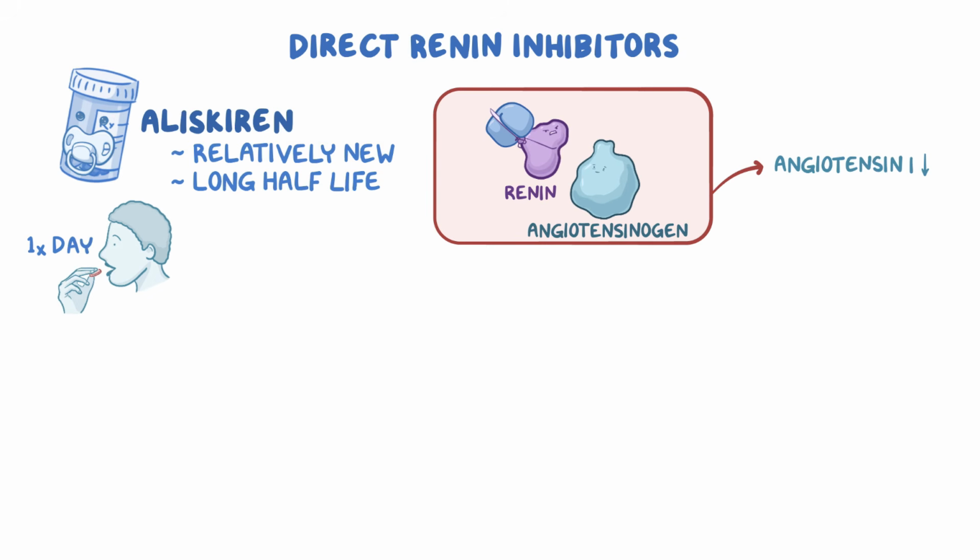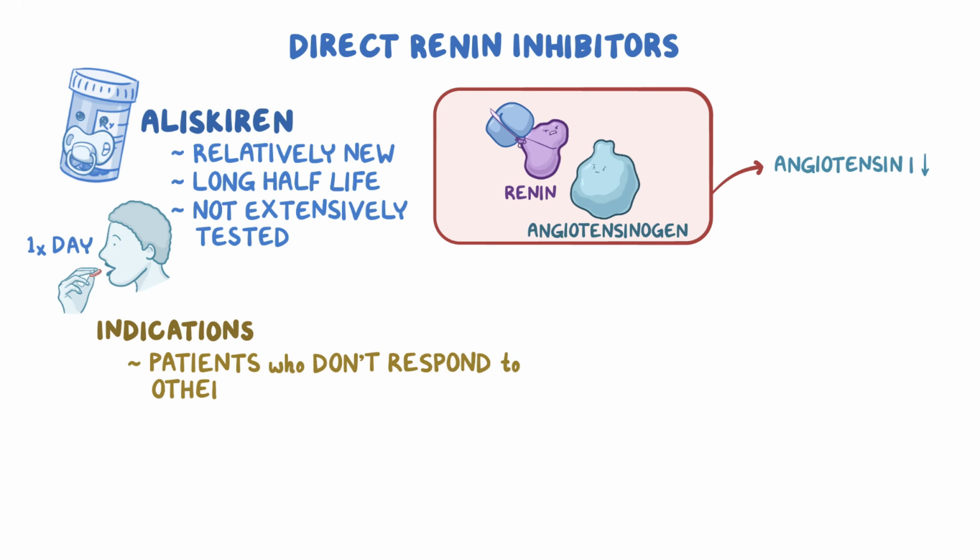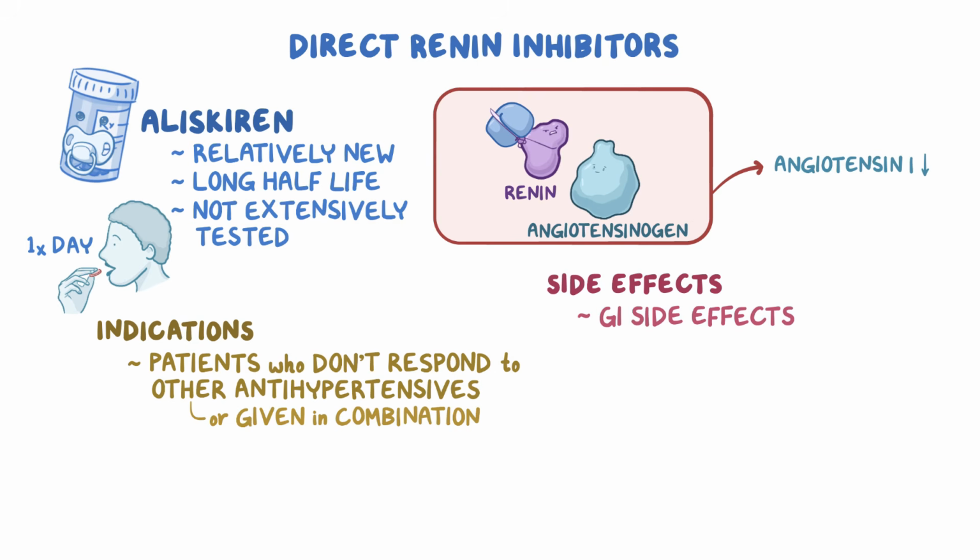But since it's younger in the medical field, it hasn't been as extensively tested, so it's commonly used for patients who don't respond to other antihypertensives, or it can be given in combination with other antihypertensives. In addition, aliskiren can cause GI side effects like diarrhea and abdominal pain. Other side effects include headache, dizziness, and fatigue.